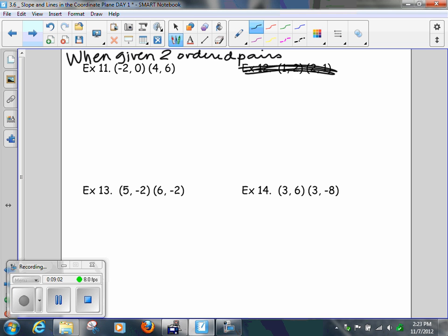When we're given 2 ordered pairs, what's our go-to equation that we're going to plug into? y equals mx plus b. And the 2 things that we have to have in order to write our equations are what? m and b. I don't have this slope though. Very good. We got to find the slope first.